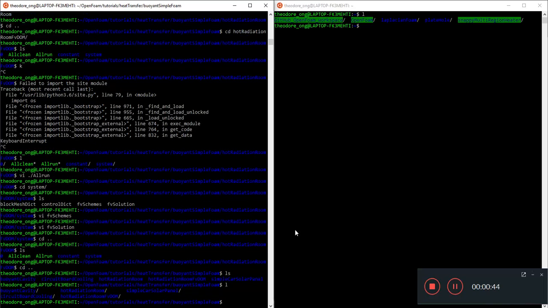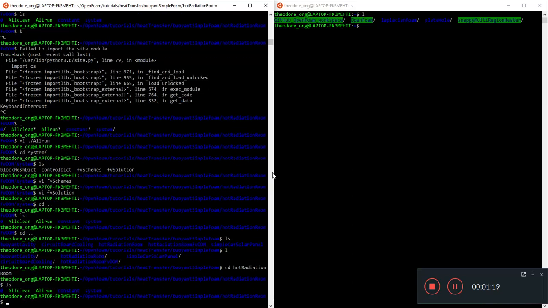Of course, before we go on to the non-steady state version, we still want to explore some other features. For example, you see this thing called hotRadiationRoom. Meaning to say that the buoyantSimpleFoam doesn't just solve for convection heat transfer. There is a radiation aspect as well. That's an interesting thing to look at because for some heat transfer models, especially if things get really hot, we do need to take into account radiation. And this is definitely something worthwhile looking into.